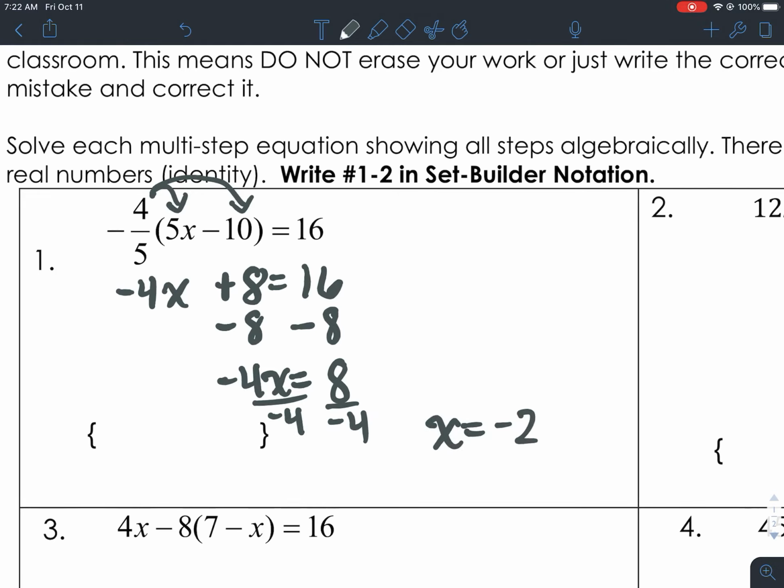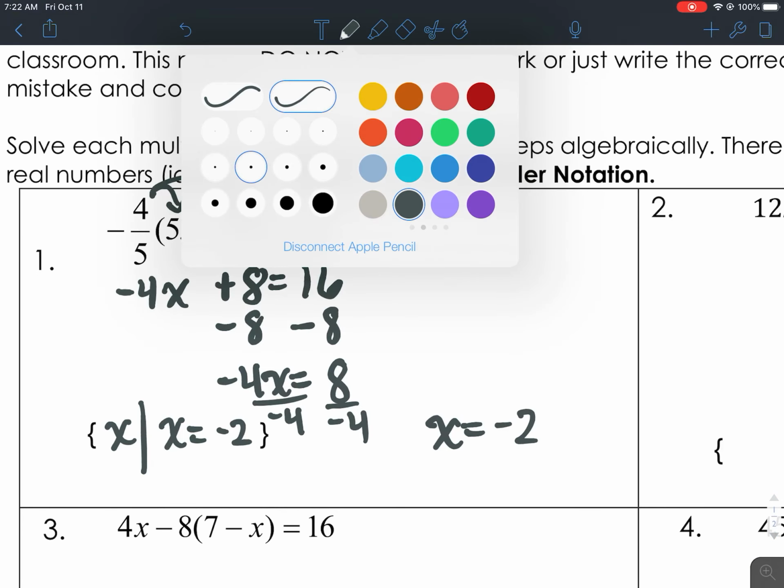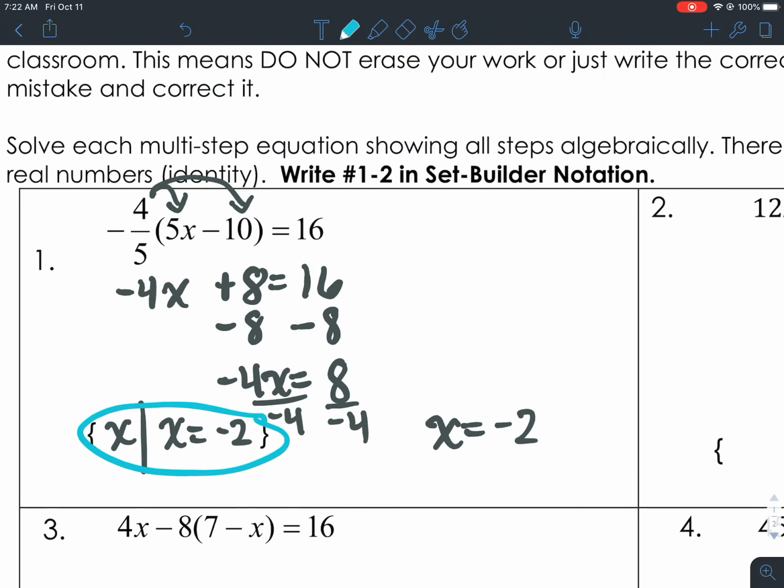When you write it in set notation, that's where you do the x, the line, and then x equals negative 2 for that one. So make it a little bit bigger.